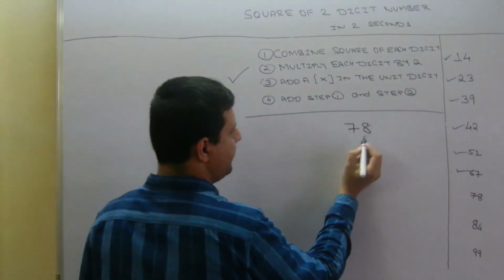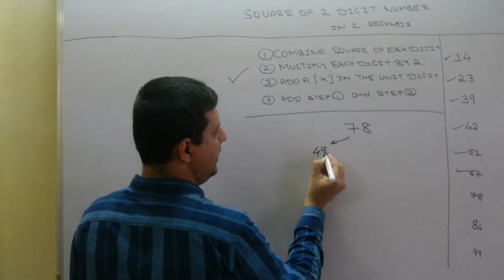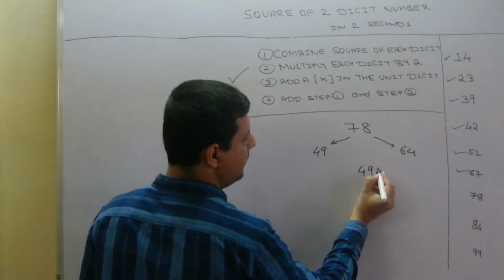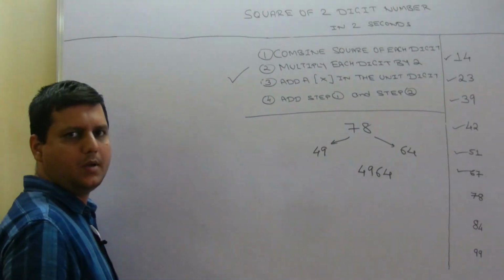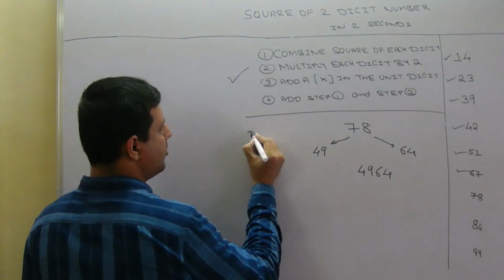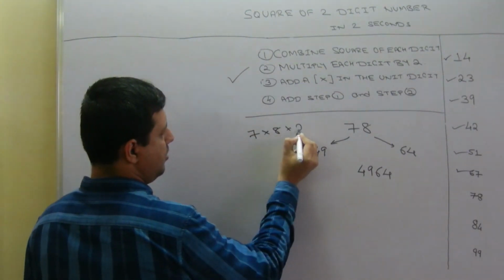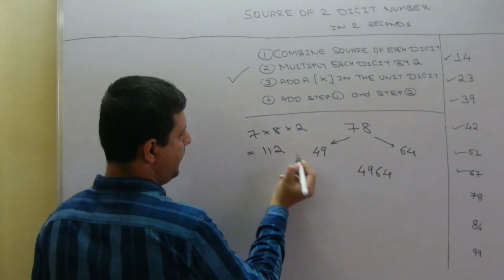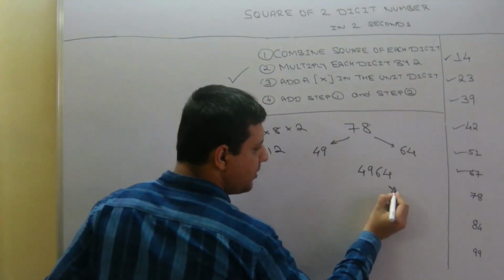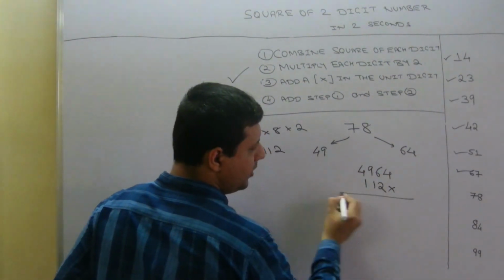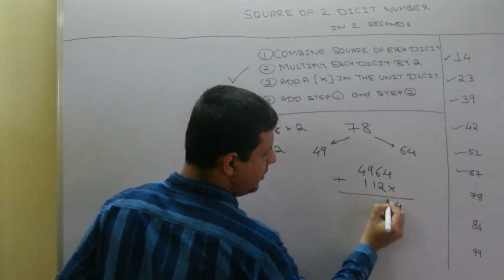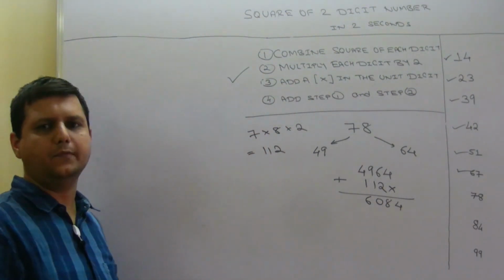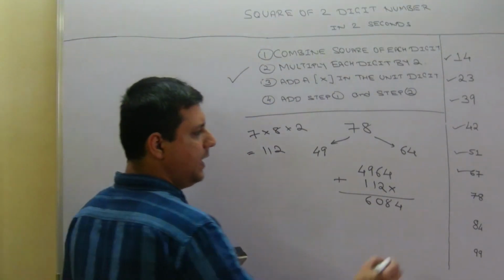78. Square of 7 is 49. Square of 8 is 64. Combining them, we get 4964. Multiplying each digit by 2, so we get 112. Now leaving the unit place, write down 112 here. So what we get? We get 6084. Next sum.